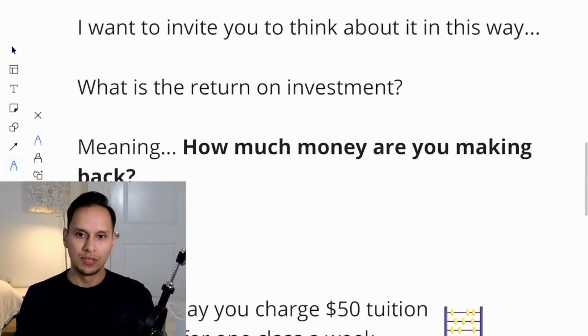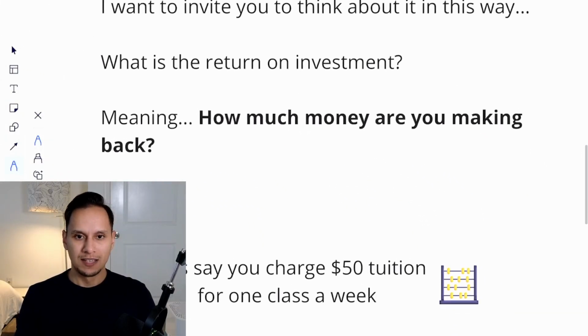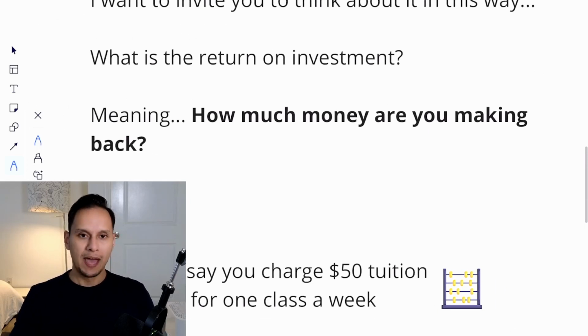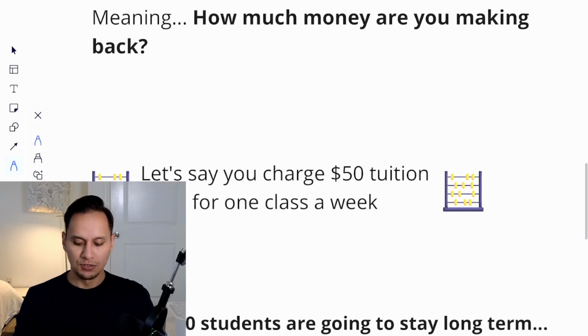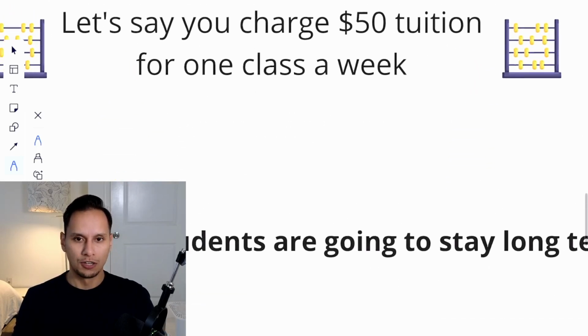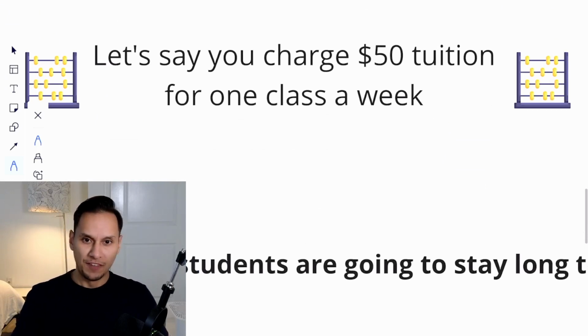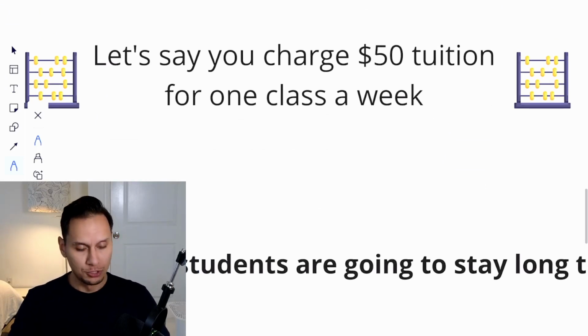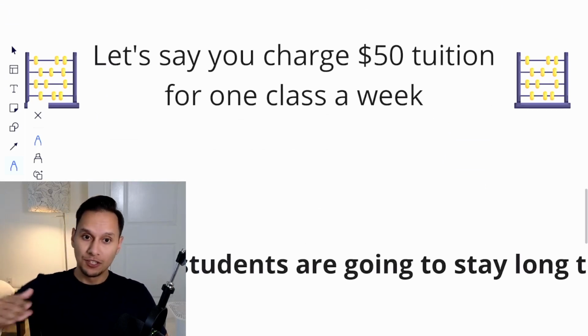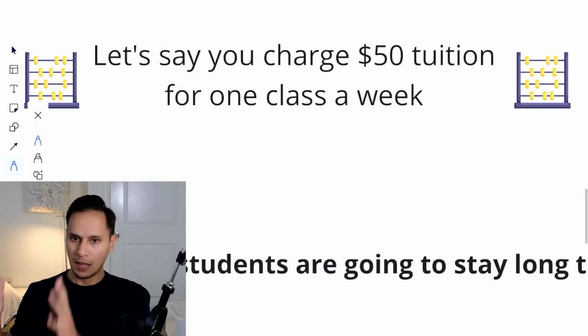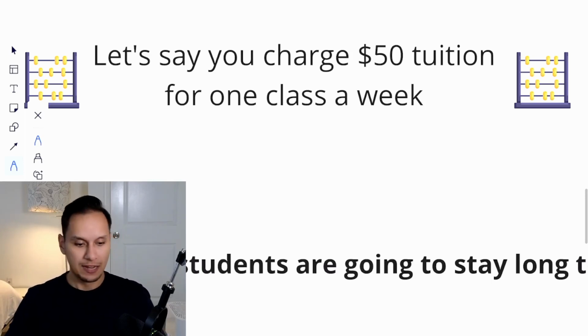The other thing that I want to invite you to think about is, how much money are you making back if you did enroll 100 students? Say for example, you did enroll 100 students and you charge $50 tuition for one class a week. And by the way, $50 is super, super cheap. If you're charging $50, you should raise your prices, but I'm just going to keep this number in mind here for a second, $50.